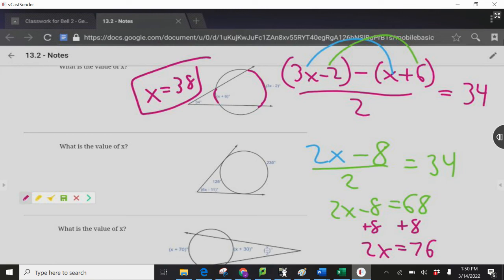Now, that's more algebra focused than I really want to be, so I'm not going to zoom in much more on these next two problems other than just to recognize that it is still the same process. Major arc minus minor arc, divided by 2 equals our angle.